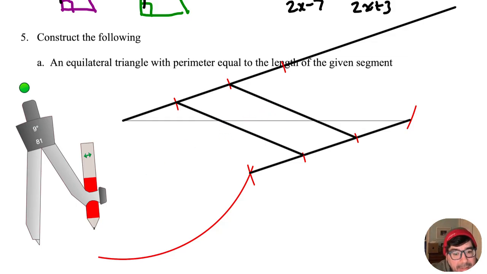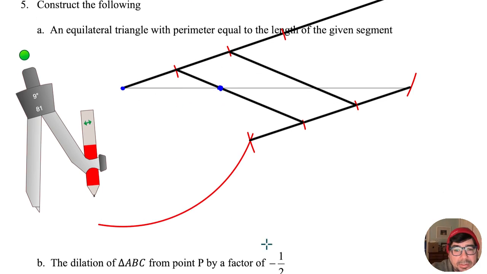The goal is to make an equilateral triangle, right? So if I know where this point is, let's say it's about right here, from that point to this point here, that's a third of the segment. That's what I need. So this segment right here is the key to my solution. I think I have enough room.